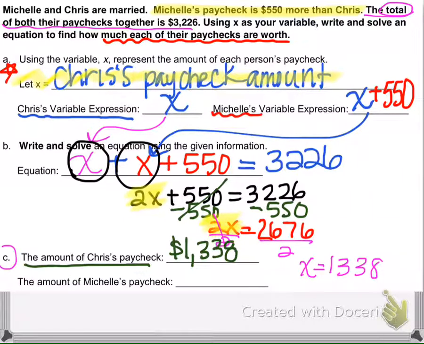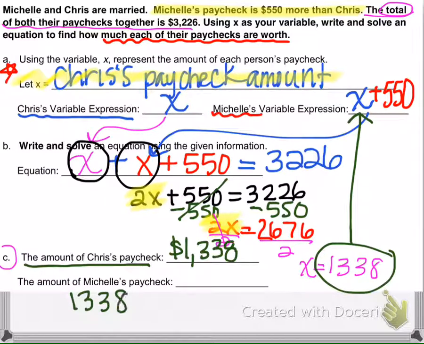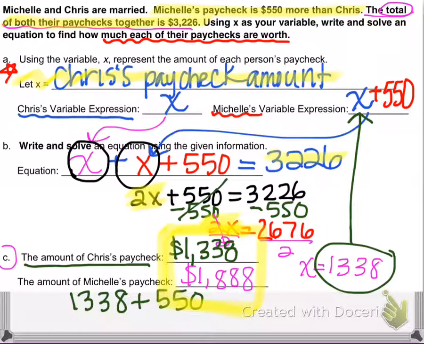So in part C, the amount of Chris's paycheck is $1,338. And then it asks for Michelle's. If we take the value we got and plug it in here, she makes $550 more, so we're going to take 1,338 and add 550 to it. Therefore her paycheck is $1,888. Now if you check it, the problem says both of their paychecks together is $3,226, and you can see if you add both of these, it checks.